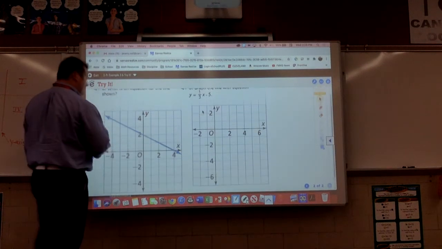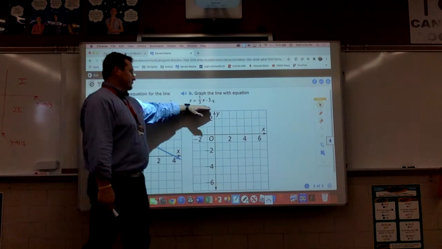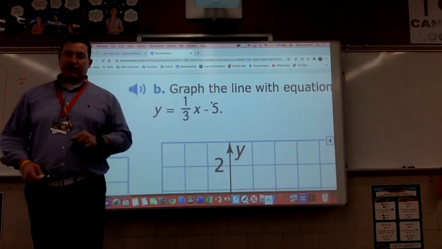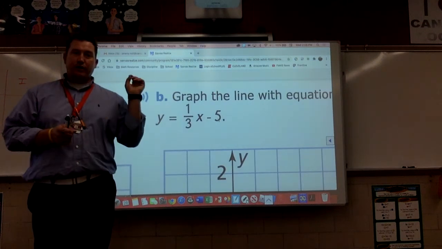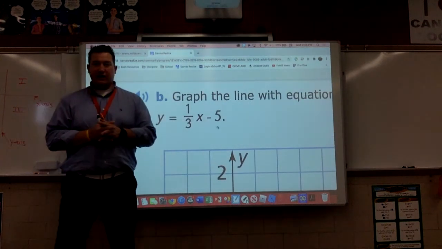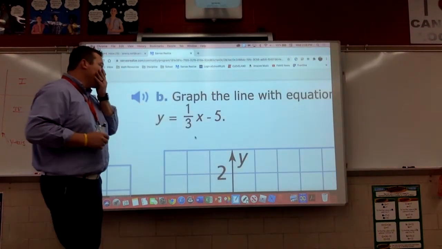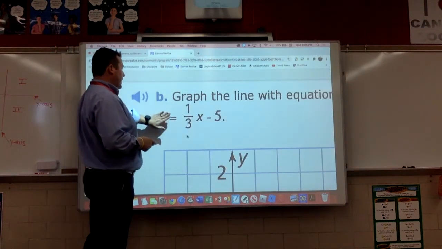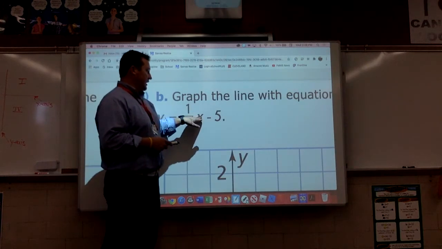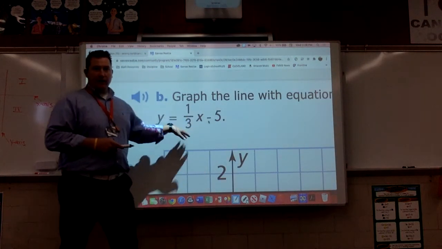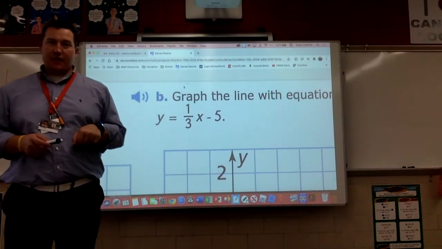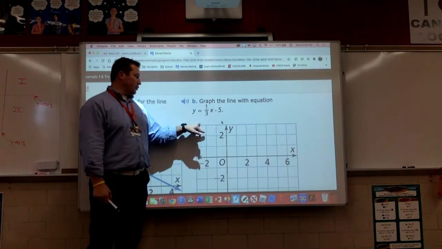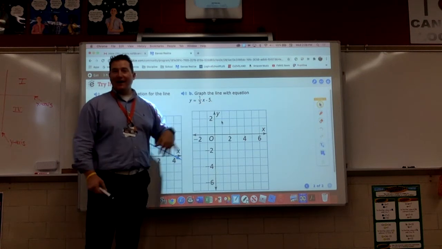All right, let's graph something then. Again, we have to identify from that equation what's the slope, what's the y-intercept. Lock in your guesses. Can you see it? Yes, I can see it. Remember, y equals mx plus b. So m is 1/3, b is -5. Here's your slope. Here's your y-intercept.